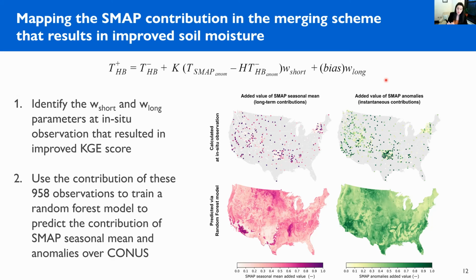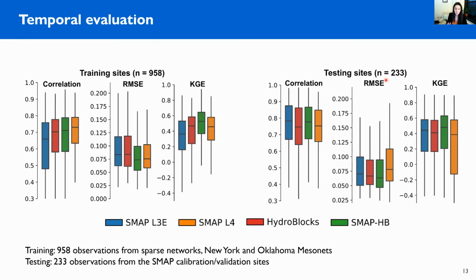So what we did then, we used these predicted maps of SMAP contribution to then constrain our emerging scheme. And now let's look into how the performance of our results looks. So we split the evaluation into temporal evaluation and spatial evaluation. Here for the temporal evaluation, we also split it between testing sample and training sample.